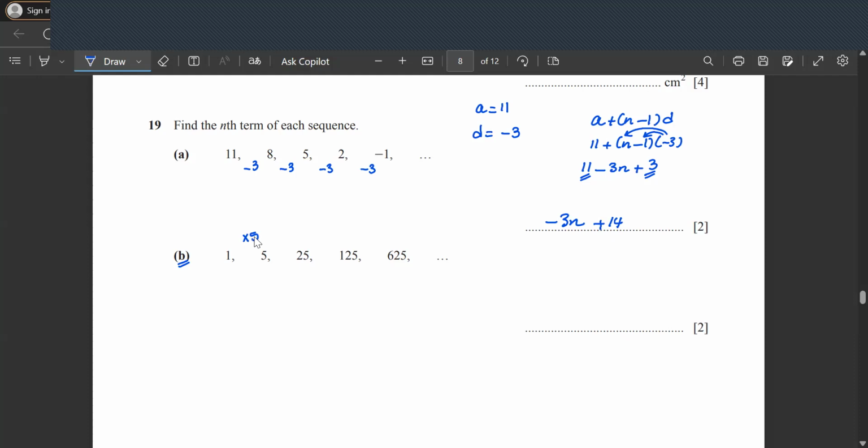Yes, it is multiplied by 5, multiply by 5, multiply by 5, and so on. So here A equals 1 and the common ratio equals 5. What is the rule? A R^(n-1), again and again and again. This n minus 1 is the power of R only, not the power of A and R. So only substitute 1 times 5 to the power n minus 1. No need to write the 1. So 5^(n-1). Any problem?